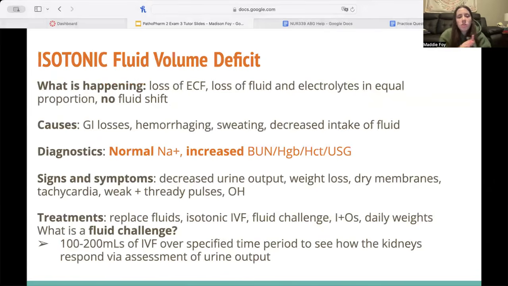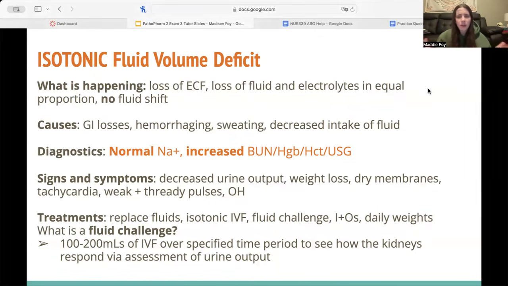Okay. So the first fluid imbalance that we have is an isotonic fluid volume deficit. And this is when you lose extracellular fluid, but you're losing that fluid and its electrolytes in equal proportion. So because of this, there's none of that fluid shift from high to low. Your electrolytes and fluids are lost in equal amounts. That's a key difference between this and the other type of fluid volume deficit that we're going to talk about.